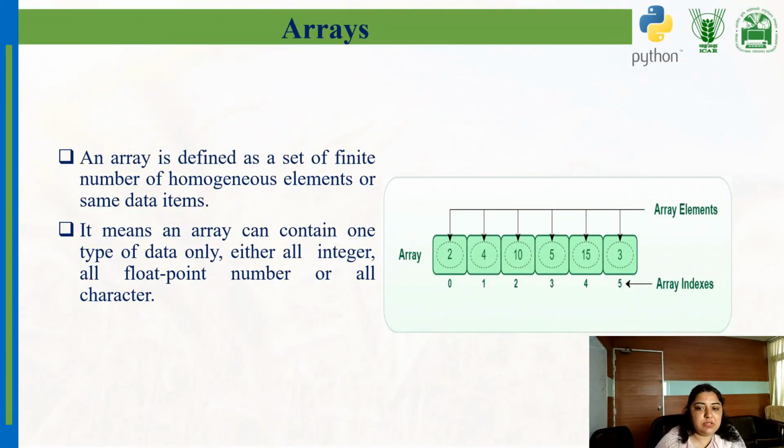Then in non-primitive data structures, we have arrays. An array is a homogeneous collection of elements, meaning in an array we can store elements of the same data type. It means an array can contain values of a single type, either integer, float or character. Like this, these are the array indices 0, 1, 2, 3, 4, 5, and these are the array elements 2, 4, 10, 5, 15. Array elements are stored sequentially at the 0th location, first, second, third, fourth, fifth, like this.